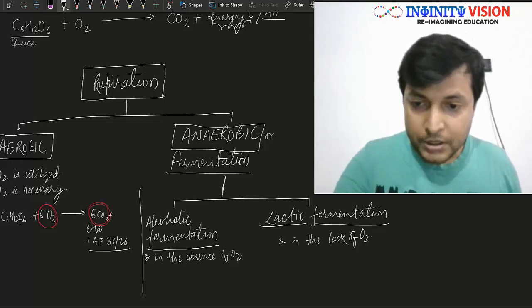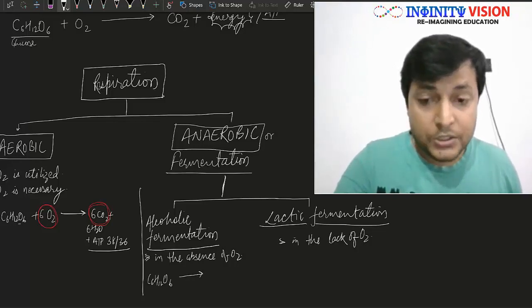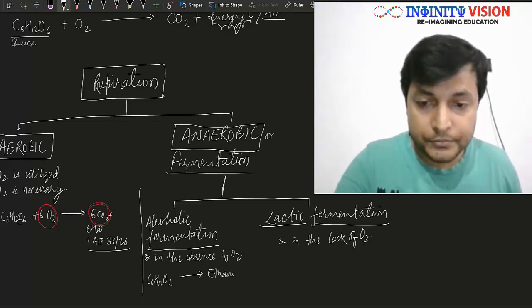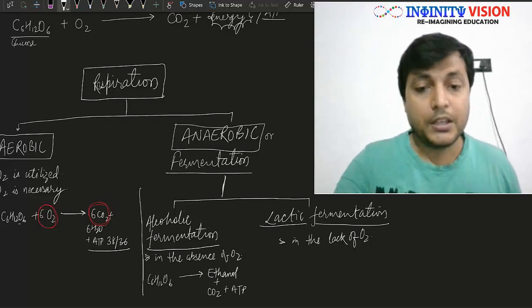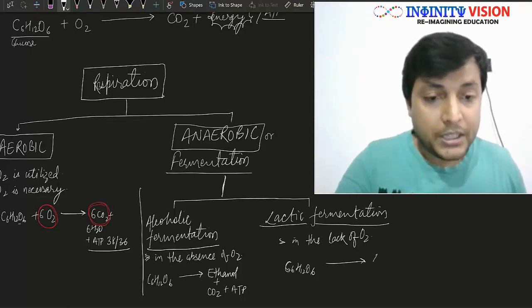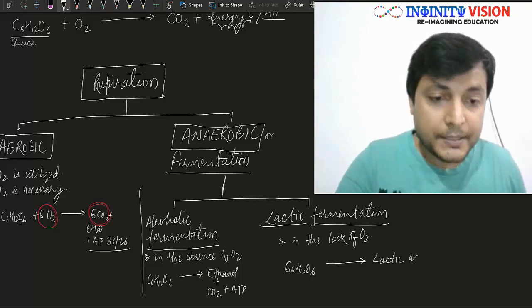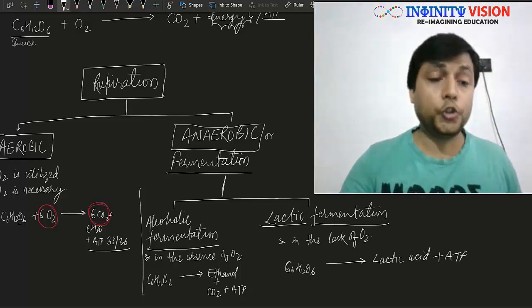Now, in case of alcoholic fermentation, let us see here, the glucose C6H12O6 is converted into ethanol plus CO2 plus ATP, that is energy. Whereas in case of lactic fermentation, C6H12O6, that is glucose, is converted into lactic acid plus ATP. There is no production of CO2.